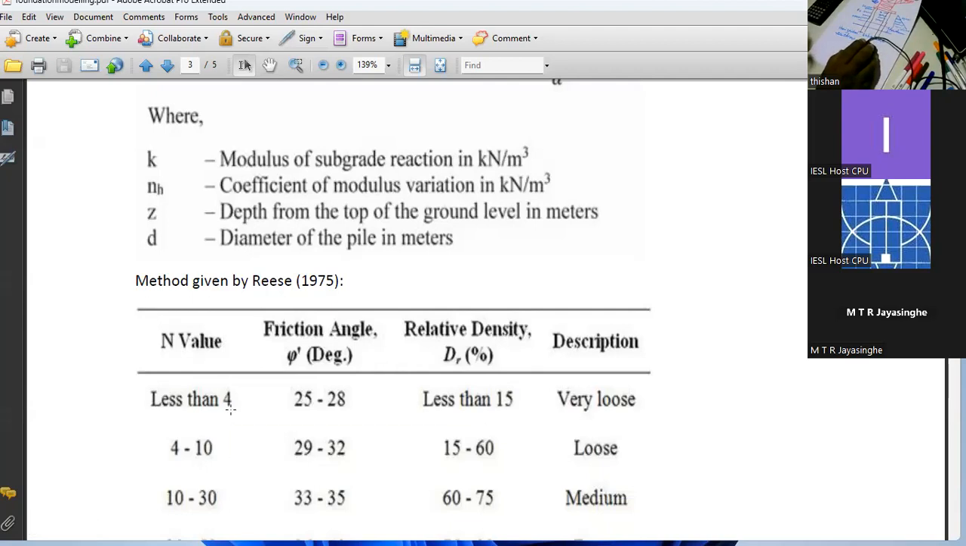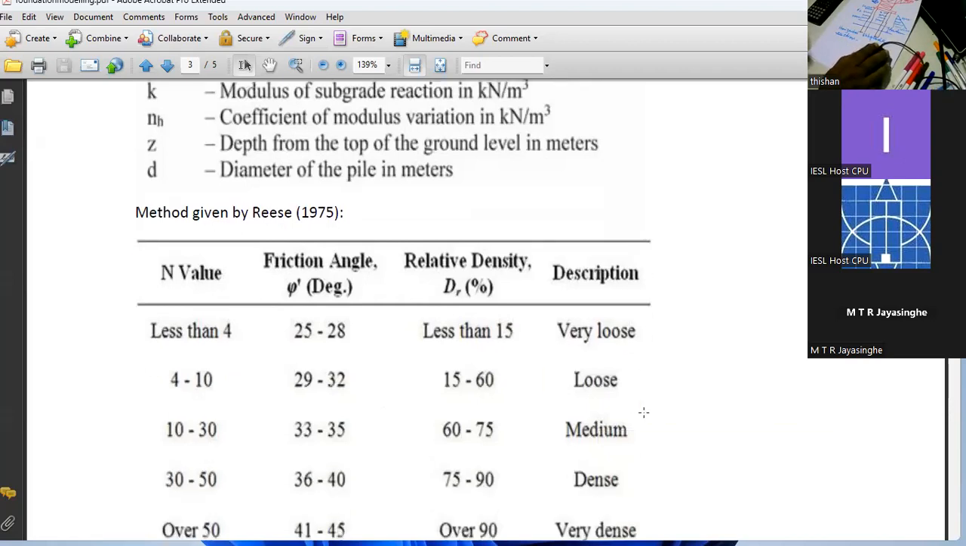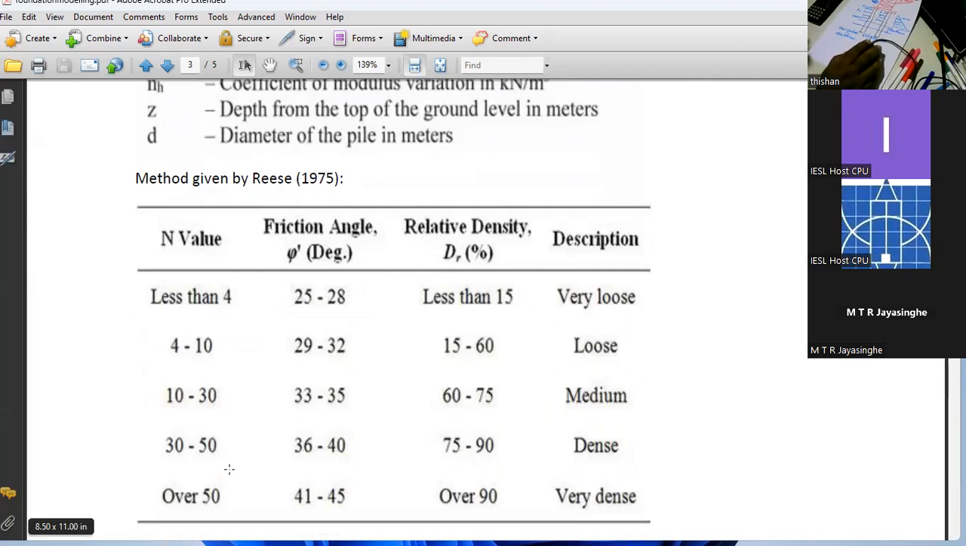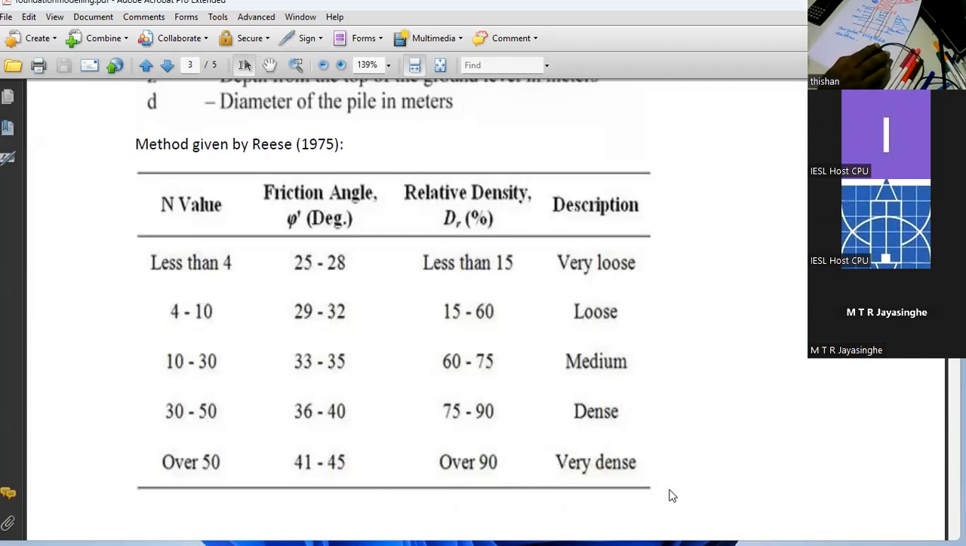N value less than 4 is really bad soil. Friction angle is less, and relative density is less than 15 with very loose sand. If it is 4 to 10, you get loose sand, but friction angle is higher. And when the sandy soil becomes very stiff, the friction angle can be high, and relative density is also given with some value. When it is over 90, we call it very dense.